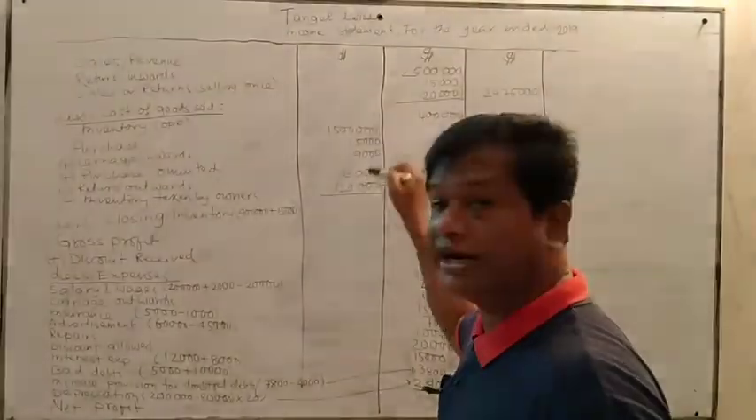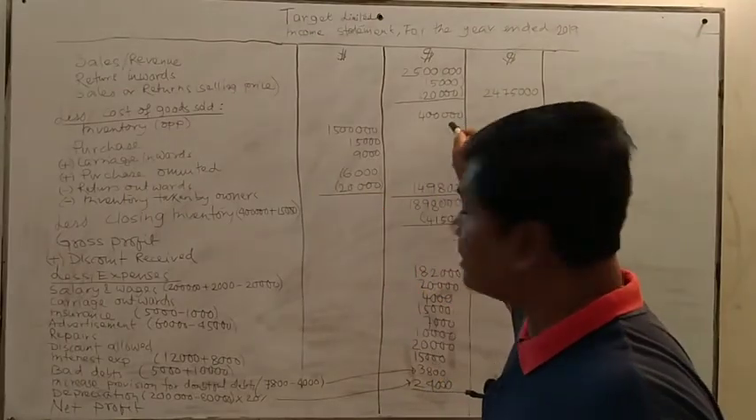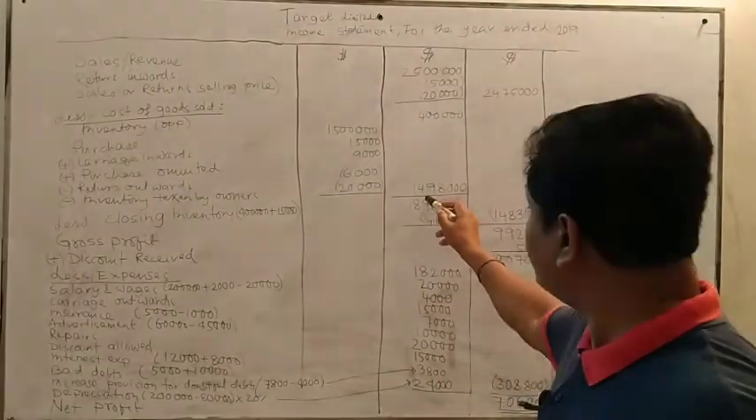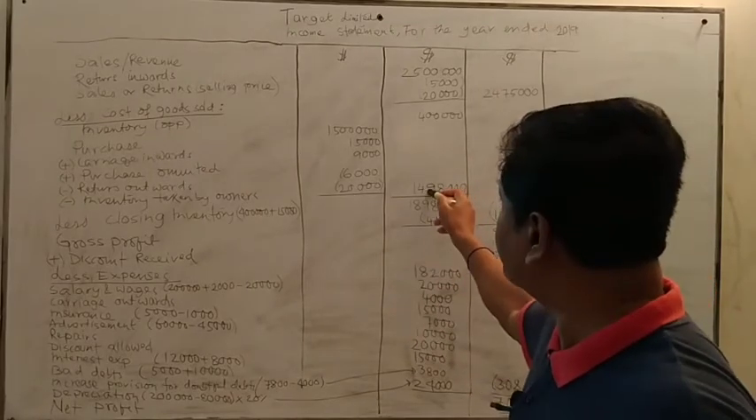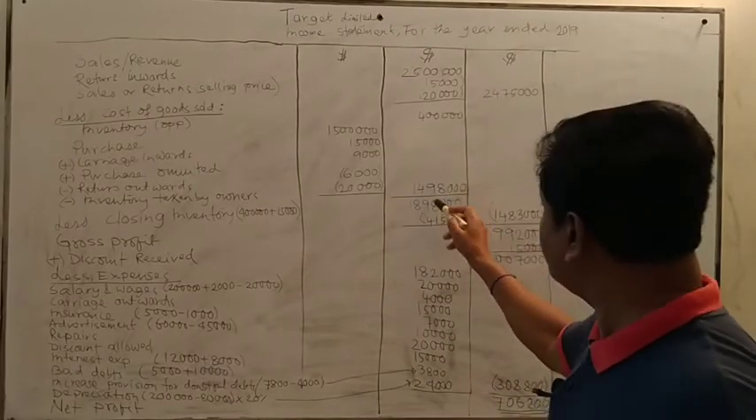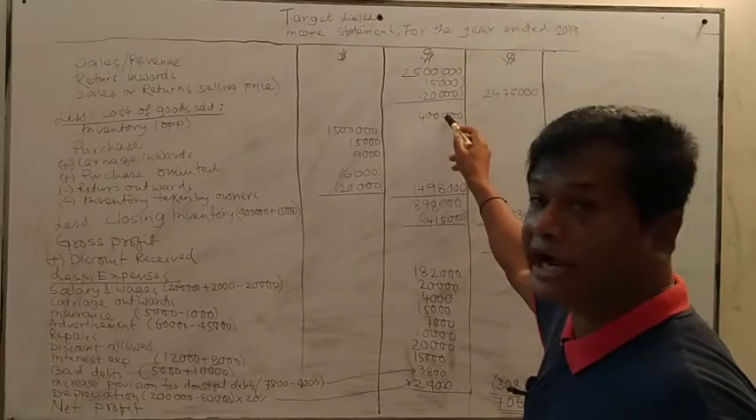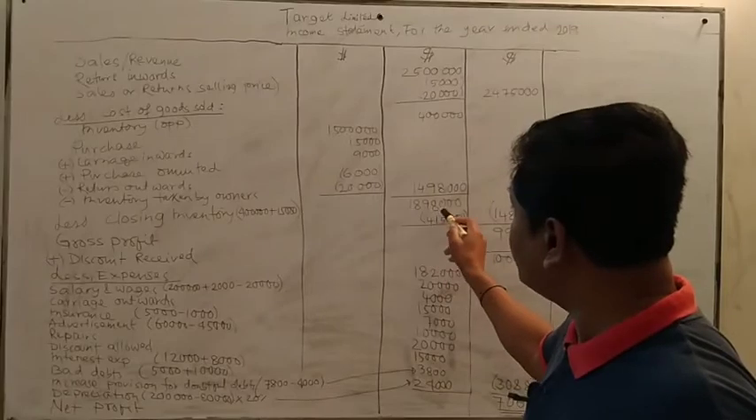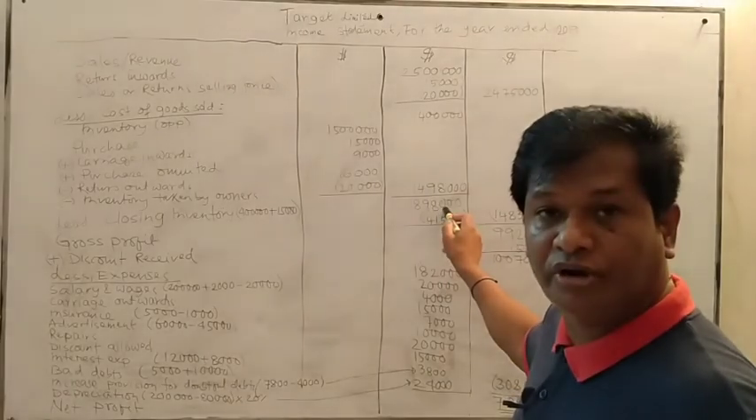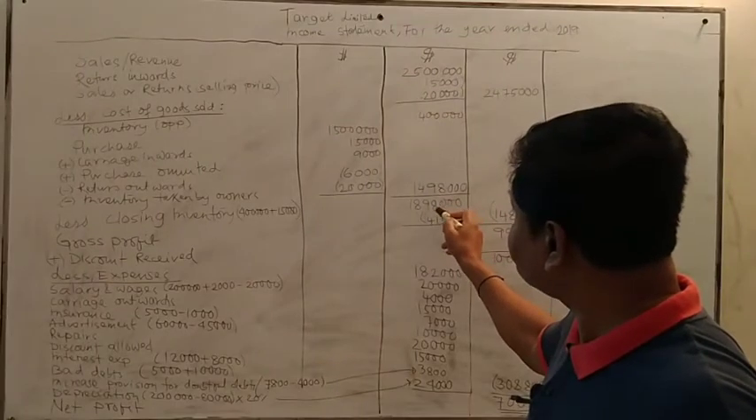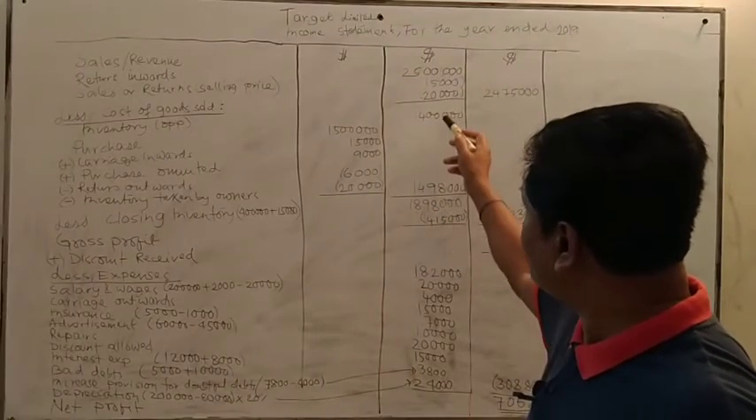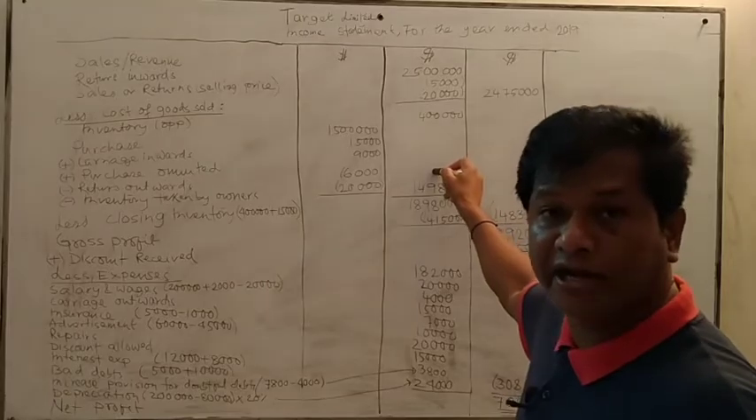The figure you got is the net purchase, which is to be written under the opening inventory. Here net purchase is 14 lakhs 98,000 given over here. So this figure 14 lakhs 98,000 is to be added up with the opening inventory. So the figure you get is 18 lakhs 98,000 taka or dollars. So this is the total amount of purchase and opening inventory.